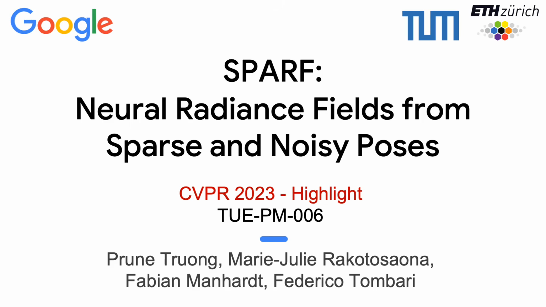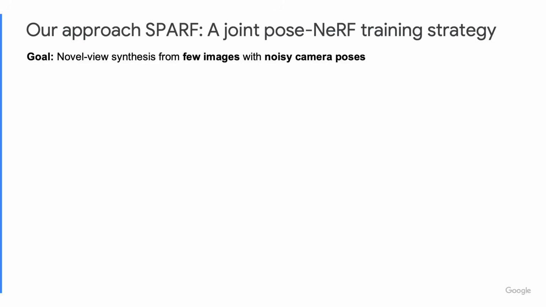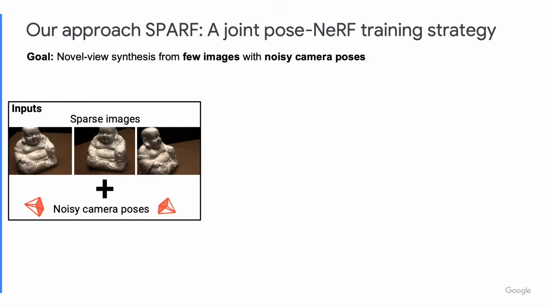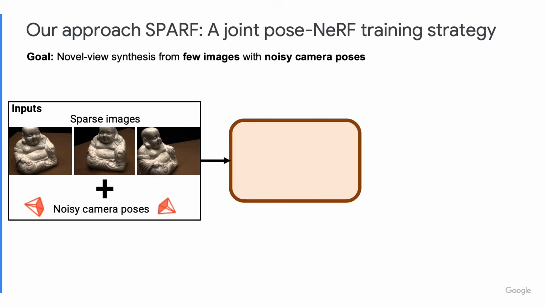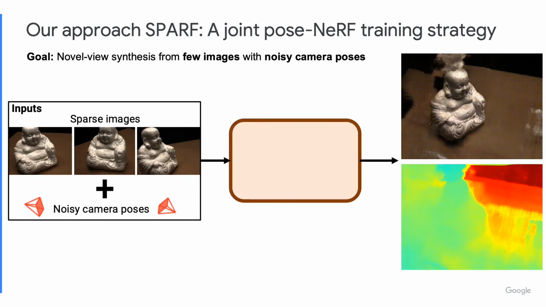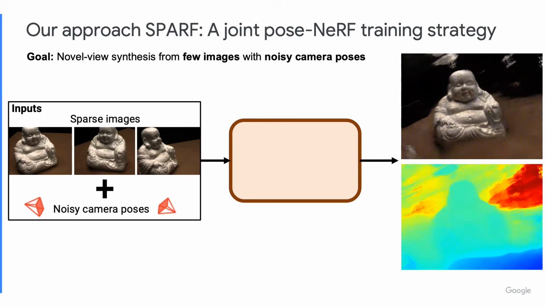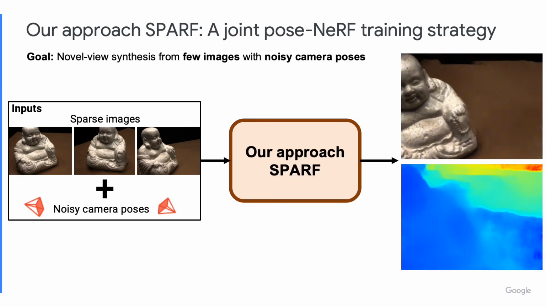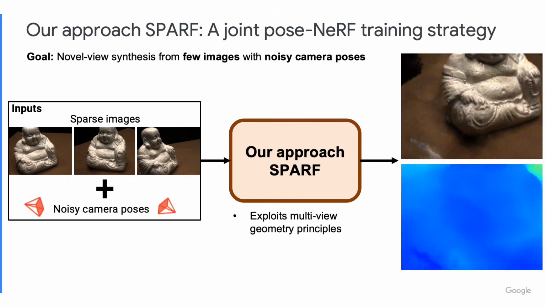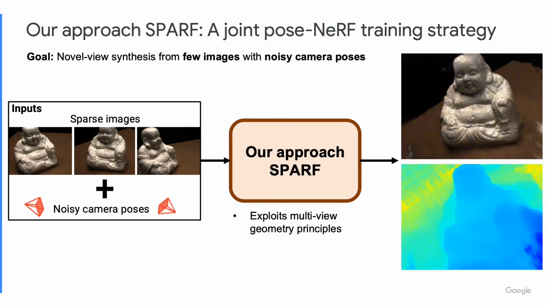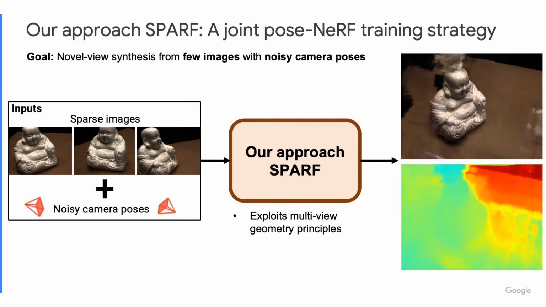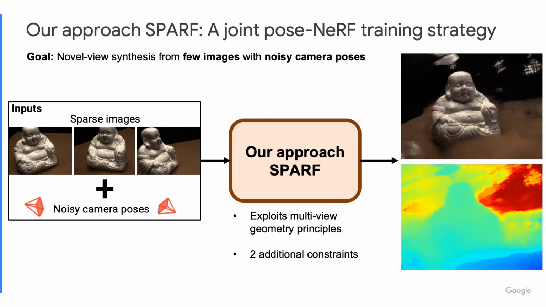This is SPARF, neural radiance fields from sparse and noisy poses. Our goal is novel view rendering given access to only a few wide baseline images with noisy camera poses. This is shown here. Given these 3 images and their noisy cameras, we want to train a NeRF that will produce realistic-looking renderings with an accurate geometry. This is exactly what our SPARF is doing. It is a joint pose-NeRF training strategy that exploits multi-view geometry principles. In particular, we adopt the NeRF framework and introduce 2 additional constraints.